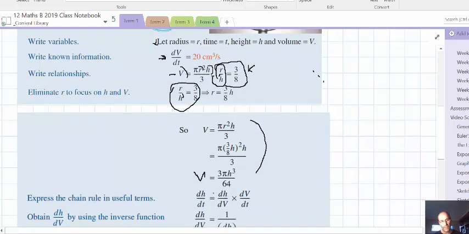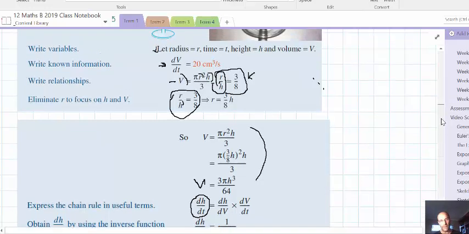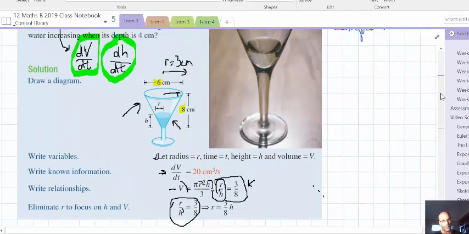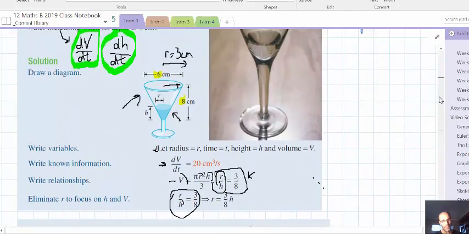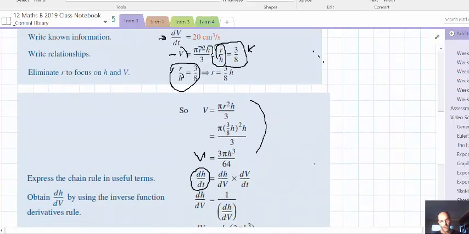So V versus h. We need to find dH/dt, we just said, and expressing that in terms of some of the useful items that we've got, because the terms we've got involve V and t. If we look back up here, we have dV/dt, and we need to find dH/dt. So if we've got dV/dt and we need to find dH/dt, we also need to know about dH/dV. That's the rate of change of height per unit change in the volume.